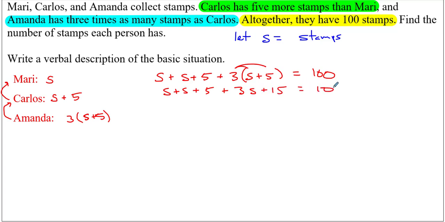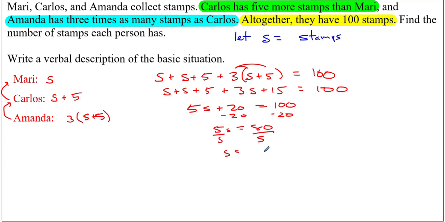Alright, very good. Remember, we always combine like terms. How many S's do I got? 1, 2, 3, 4, 5. 5 S's. 5 plus 15 gives me 20. That's equal to this 100. We subtract our 20s. Then we get 5S equals 80. And we divide both sides by 5. We're going to get S is equal to 16. Okay?